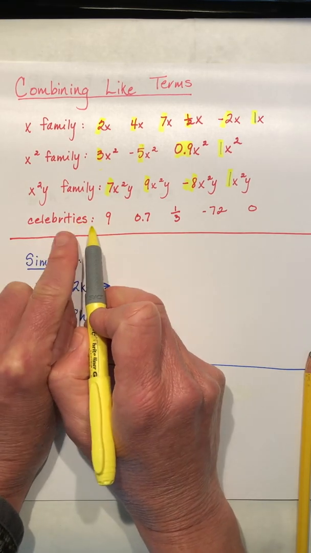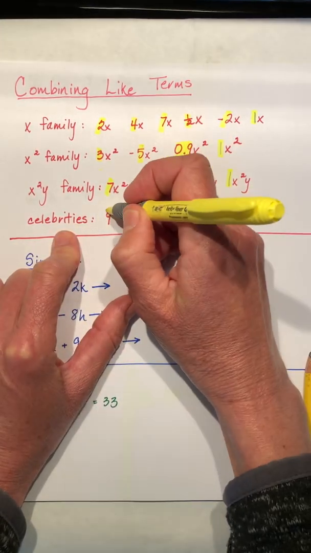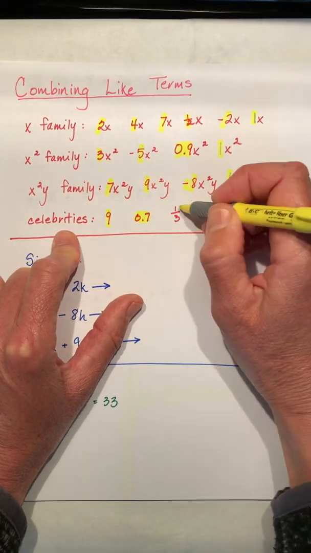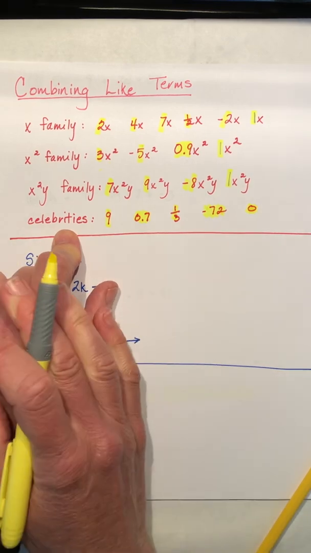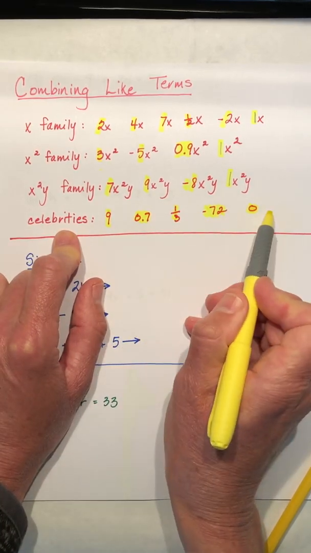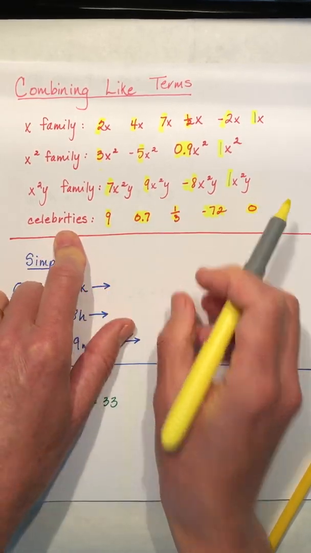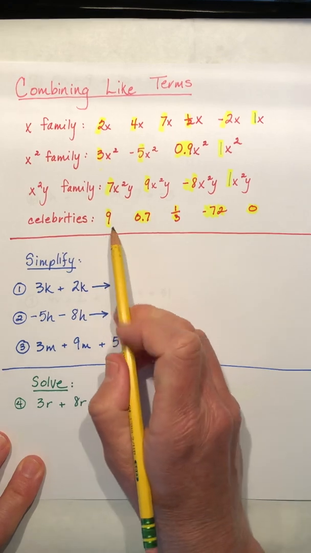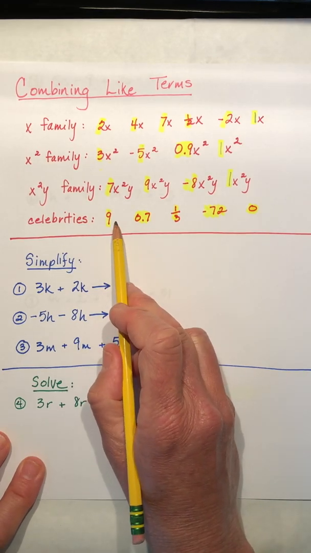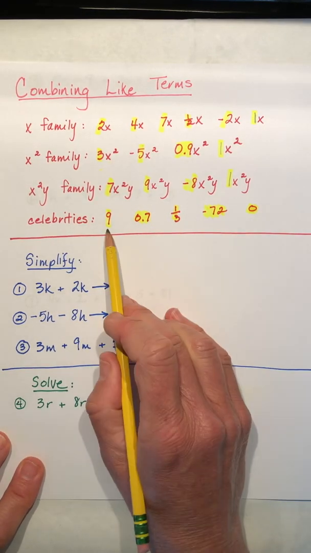Now, I'm going to go ahead and highlight my numbers here. And they don't have a last name. That's why I was calling these celebrities earlier in the year, because they just don't have a last name. They're so famous, all they need is a first name, and celebrities can always be combined, added or subtracted.